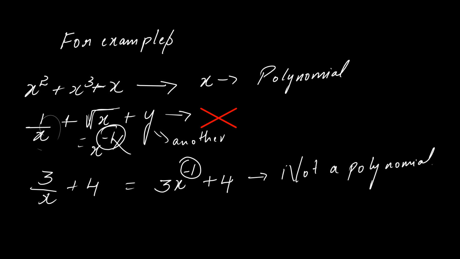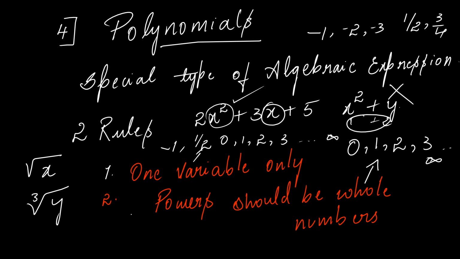And now you will be thinking, why are there these rules? Because polynomials must be easy to work with. Whole numbers are easy to add, subtract and multiply. If you use negative and fractional powers, it may create problems. It will be very difficult for you to add or subtract when you are doing very lengthy problems. So that is why these rules exist.